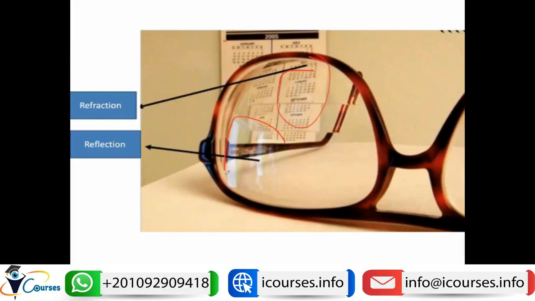However, in this part, you can see there is a reflection from the window. The reflection occurs here at this surface of the glasses. So refraction and reflection occur at the same place, but it is the angle at which the light enters this medium that controls whether it will be reflected or refracted.